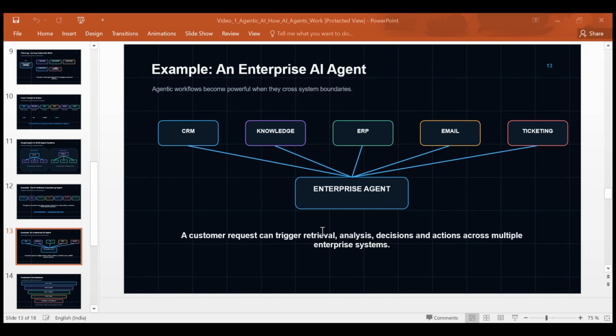So it can retrieve the relevant information, reason about the situation, decide what action is appropriate, and then invoke the corresponding system. Of course, this capability must be governed carefully. Enterprise agents need identity, permissions, auditability, observability, approval mechanisms, and clear boundaries. The objective is not uncontrolled autonomy. The objective is controlled execution at scale.